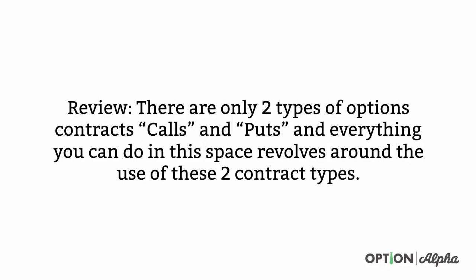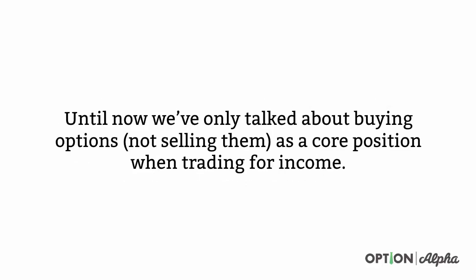Now, as a quick review, there are only two types of options contracts out there, calls and puts, and everything you can do in this space revolves around these two types of contracts. Until now, in our track one here for beginners, we've only really talked about options buying, not really talked about selling. We've mentioned that there's an option seller, but it's kind of been like this person who's on the other side of the trade. We haven't really talked about how they can actually build a core position selling options versus buying, and how that can be the basis for trading for income.